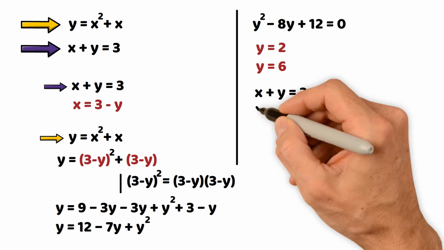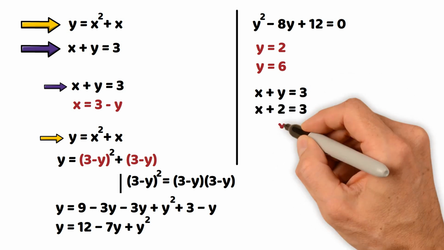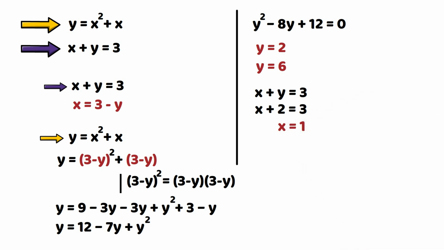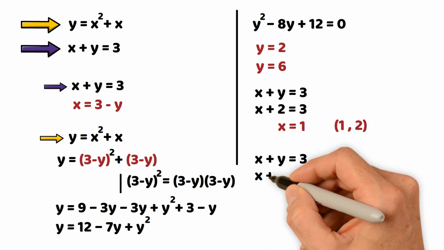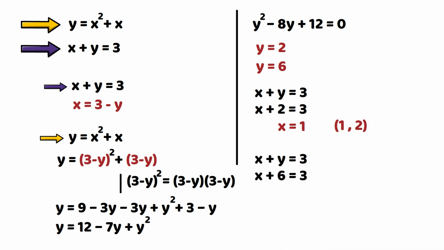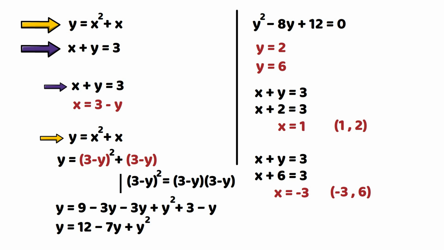So for y equals 2, we see that x plus 2 equals 3, which means that x is 1, giving us a solution set of (1, 2). If we substitute y equals 6, we see that x plus 6 equals 3, which means that x is negative 3, giving us a solution set of (negative 3, 6). So, the solutions are x is 1 and y is 2, or x is negative 3 and y is 6.